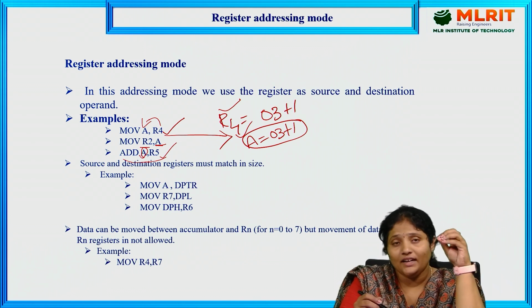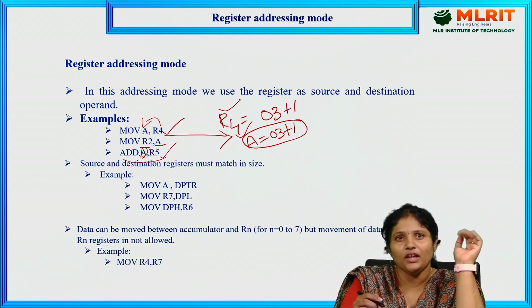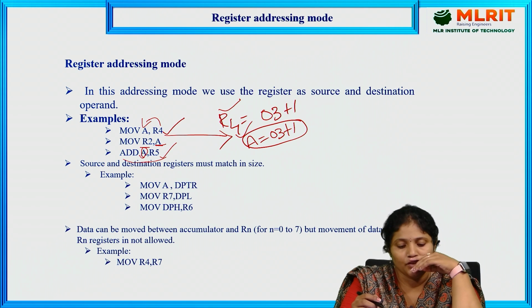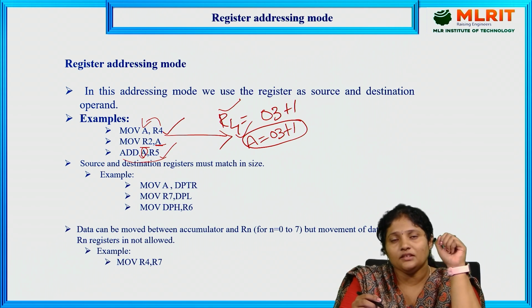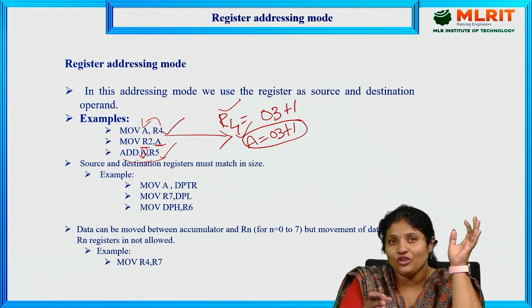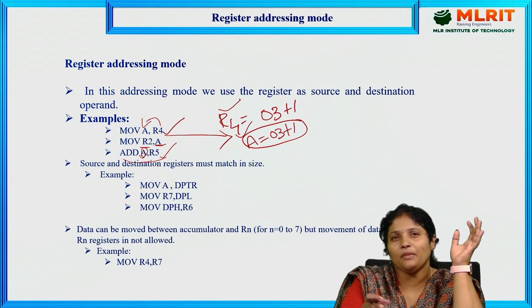So here one condition is there in this register addressing mode. Not only this addressing mode, every addressing mode needs to follow this rule. So what is that rule? The size of the destination register must match the size of the source register.